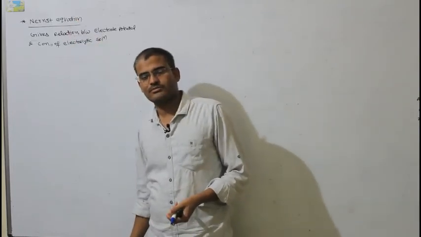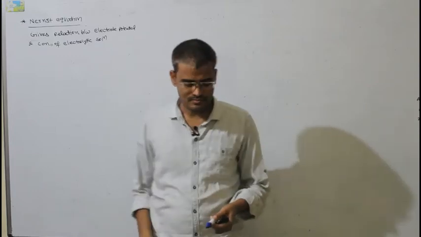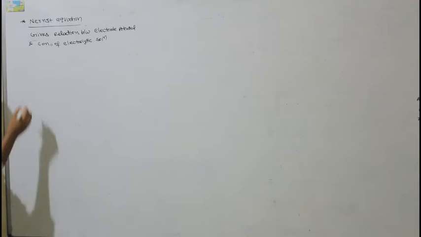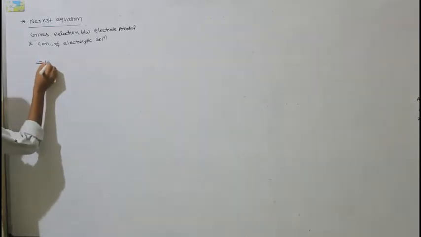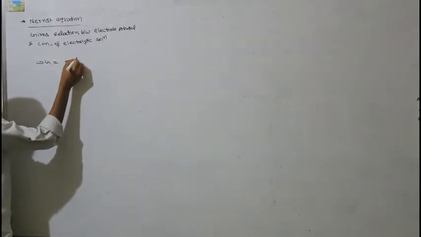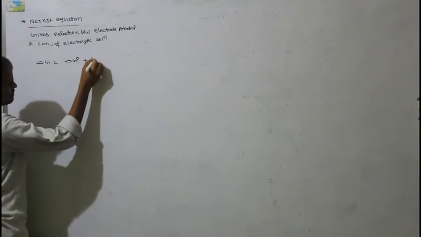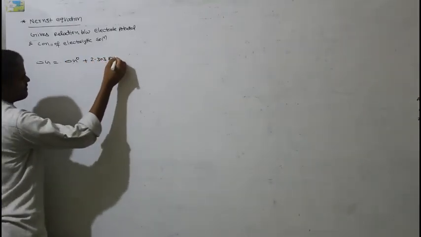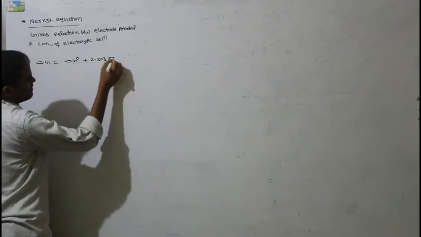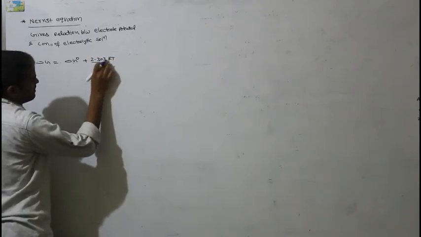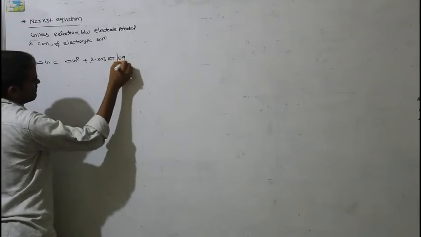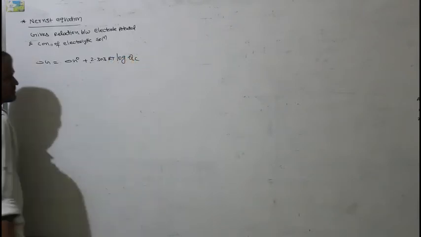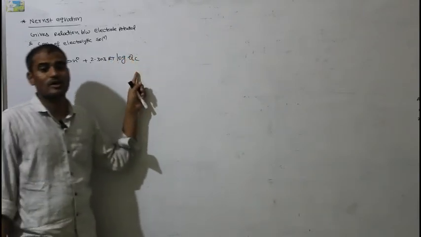To explain that relation, he gave the Nernst equation. That is from the Gibbs equation only. So what is the Gibbs equation actually? Del G equals del G naught plus 2.303 RT log Qc. Qc means the reaction quotient of the reaction.